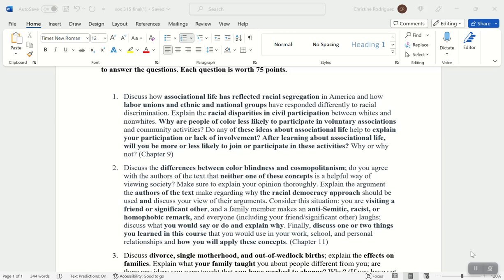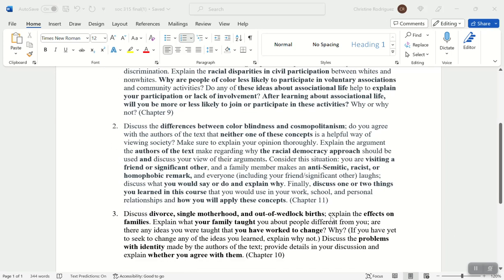Why do you think that is? Do any of the ideas that are in the text about why people don't participate resonate or fit your situation? After learning about associational life, will you be more or less likely to join or participate in these activities? Why or why not? Again, this is just about you. That is from chapter 9. The second question is from chapter 11.